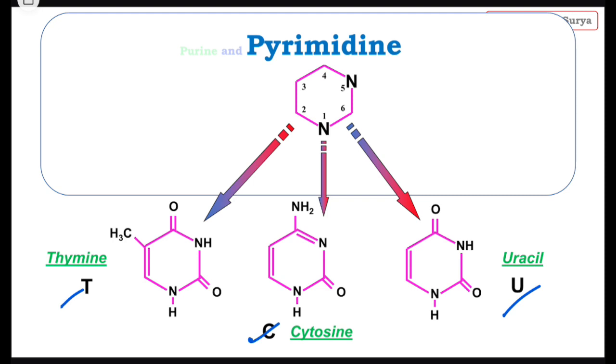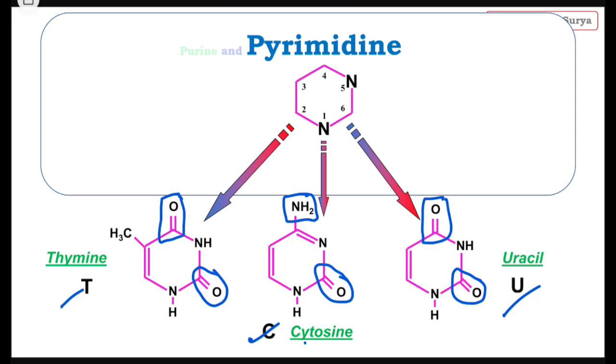Thymine, which is composed of... means in all the three cases, what are the common things? These are the common things. C double bond O, carbonyl groups are the common things, right, with respect to pyrimidine. And second thing, what are the differences? Amine group present in the cytosine, whereas C double bond O present in uracil and thymine.